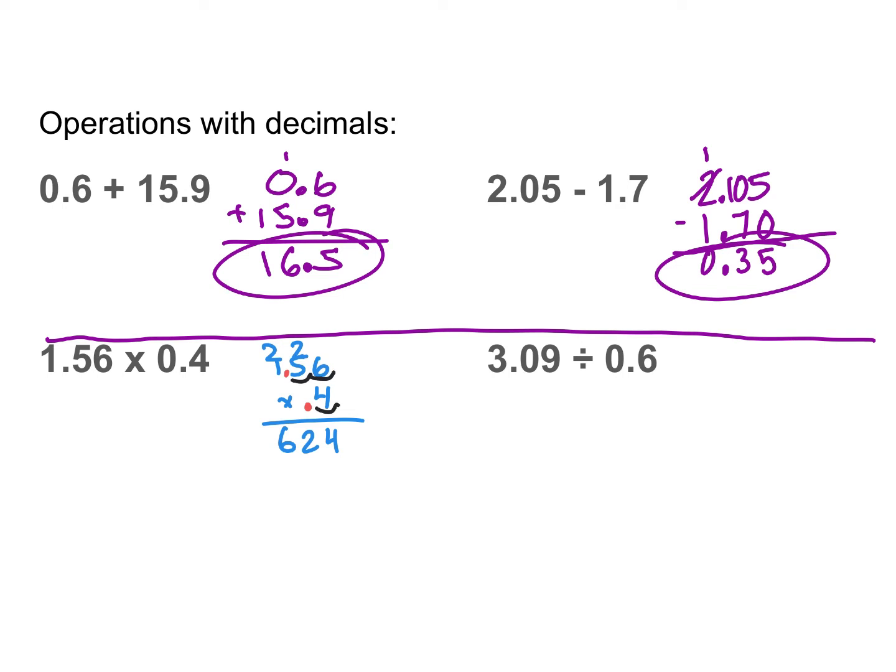So I'm going to take those 3 decimal places. I'm going to start at the back where the decimal point used to be, and I'm going to move it forward 3. 1, 2, 3 decimal places. So my answer is 624 thousandths.